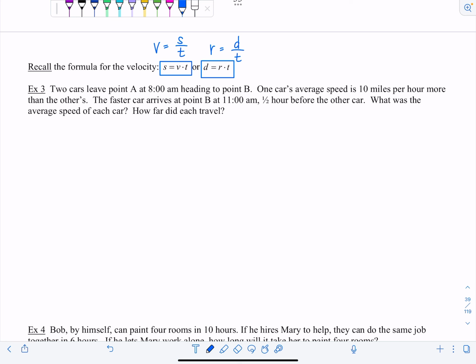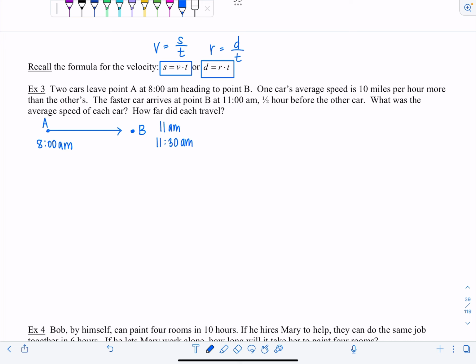So we have two cars that leave point A at 8 o'clock a.m. heading to point B. One car's average speed is 10 miles per hour more than the others. The faster car arrives at point B at 11 a.m., half an hour before the other car. So one gets there at 11 a.m., one gets there at 11:30. What was the average speed of each car? How far did each travel?